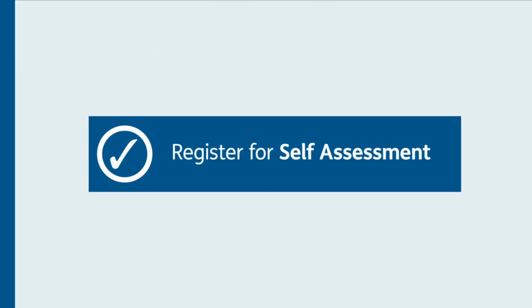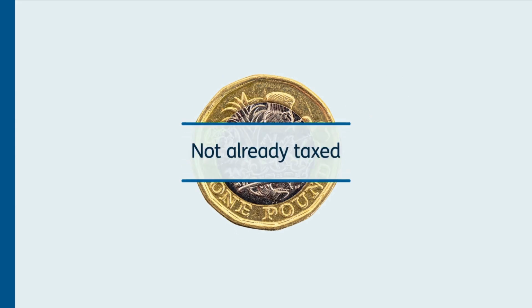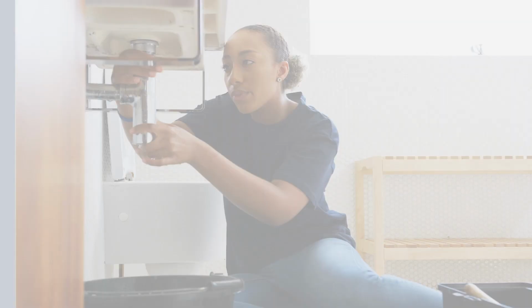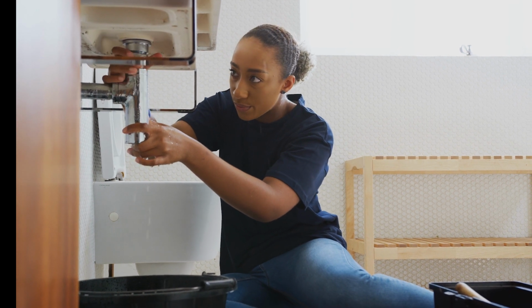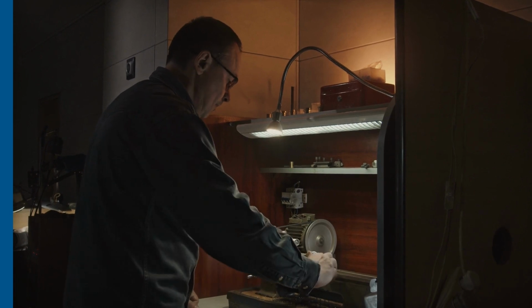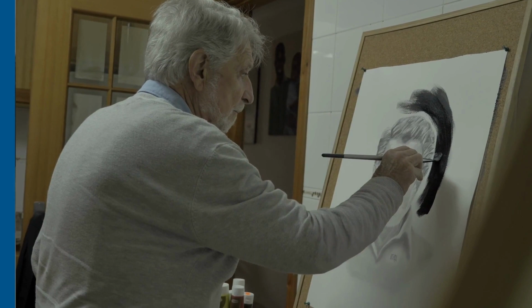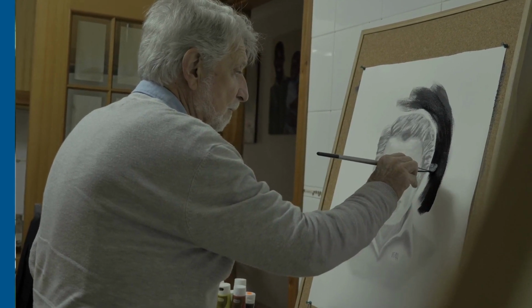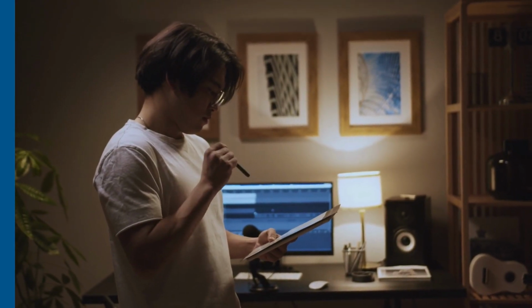You'll need to register for self-assessment and pay tax on any earnings over £1,000 that haven't been taxed already. You are self-employed if you work for yourself as an individual or as a solo business. If you're self-employed, you may have people working for you, but you are the person responsible for the business and any losses. This might mean you sell goods and services. Or you could be a freelancer, contractor, consultant, seasonal worker, a coach, content creator, you name it.